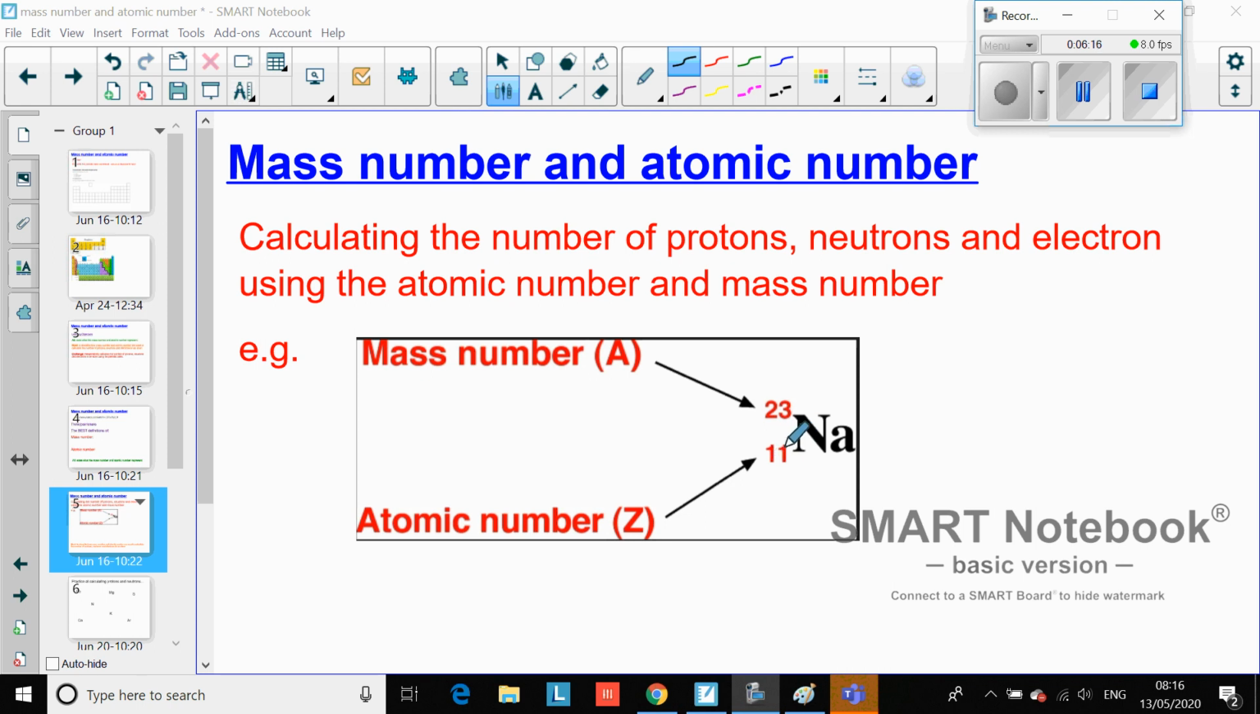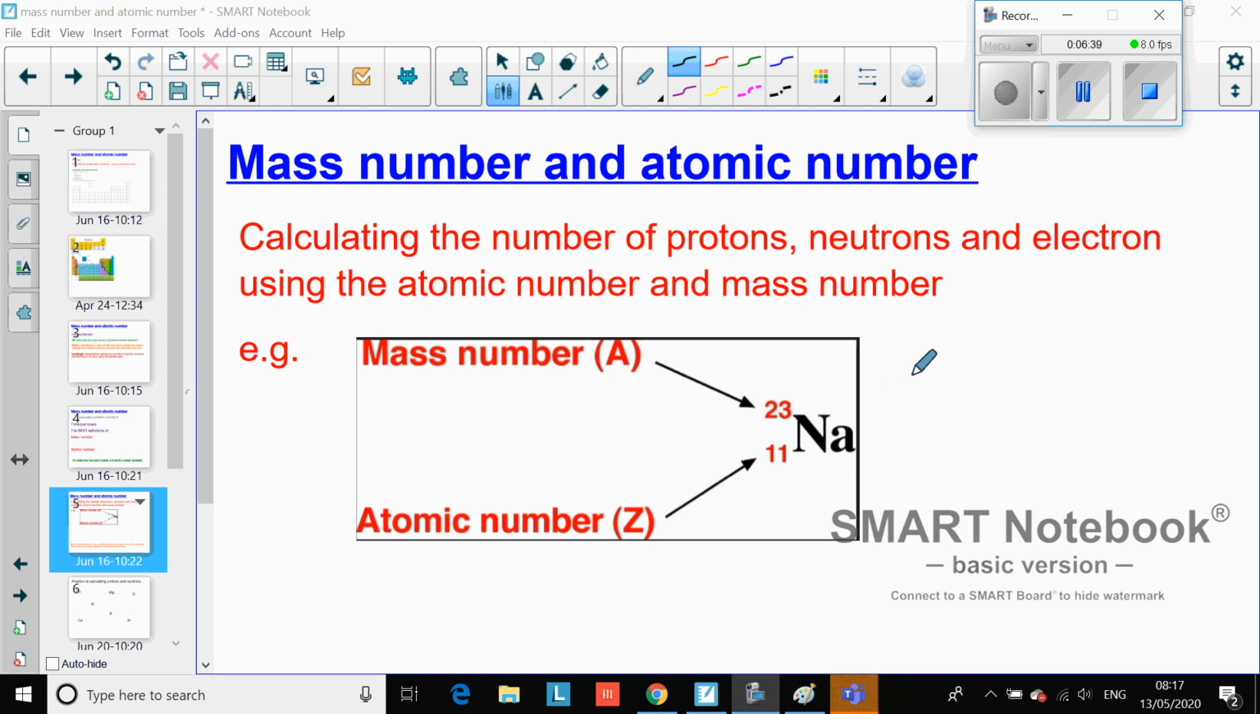Okay? So, sodium has 11 protons. How many neutrons does it have? Now, we can work this out because the mass number is the number of protons and neutrons combined together. So, we've got 11 protons, but this is the protons and neutrons together. So we just need to do a little bit of simple arithmetic.